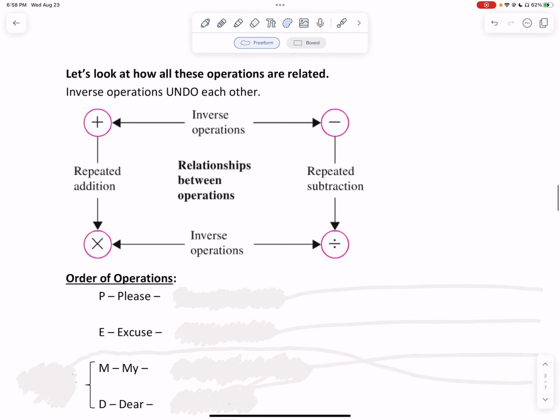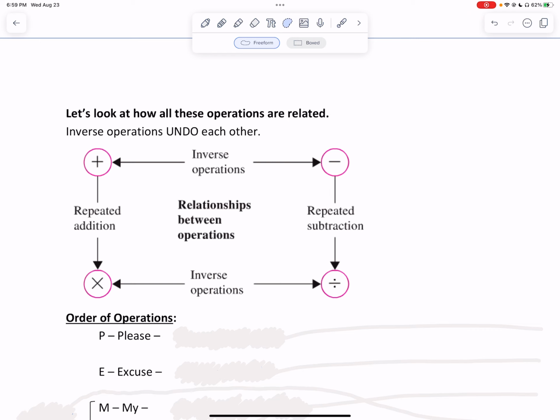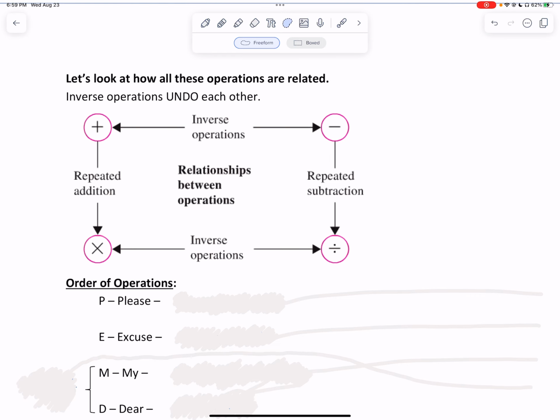Okay. So now we've talked about adding, subtracting, multiplying, dividing. Let's see how all these are related. We already knew that adding and subtracting undo each other. If I give you $5, the way I undo that is I subtract the $5. I take the $5 away. And we also knew that multiplication and division undid each other. If I multiply by 5, the way I could undo that is to divide by 5. So those are inverses of each other. And we talked about that a lot.